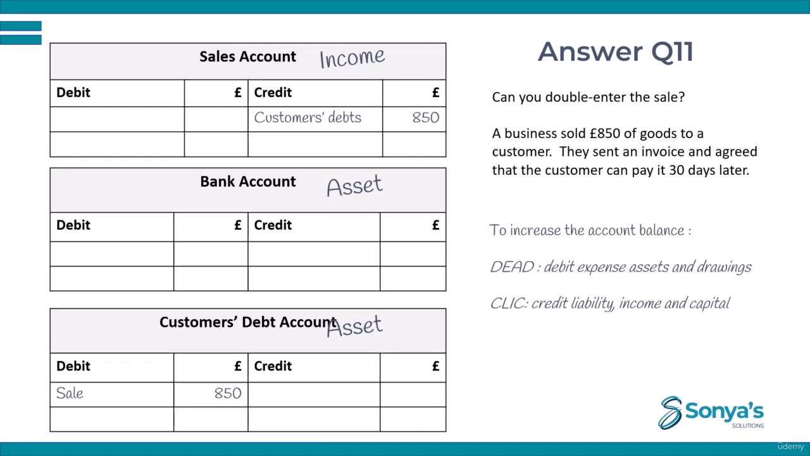To increase the amount in the income account, we record the sale as a credit. To increase the amount customers owe us, we debit the customer's debt account as it's an asset account. No entries are made in the bank account as no money has been received yet.